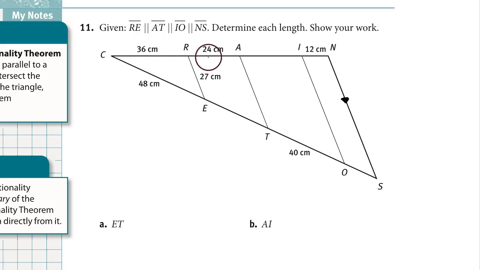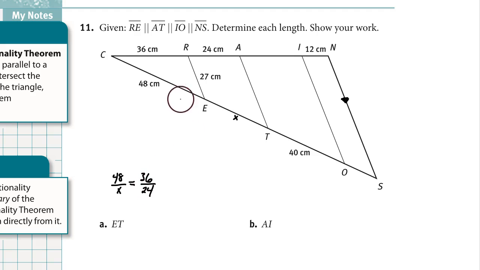That means that all of these side lengths are in proportion. So if we can match up the corresponding pieces correctly, we can find unknown lengths. For example, question A, let's find length ET. So the distance from E to T, right in here, we could call that X for now. We could say that the 48 is to the X as the 36 is to the 24.